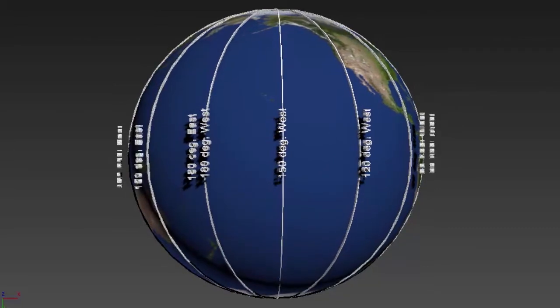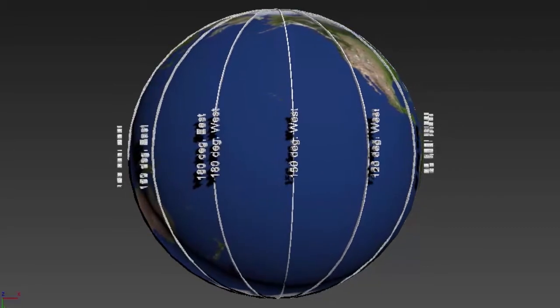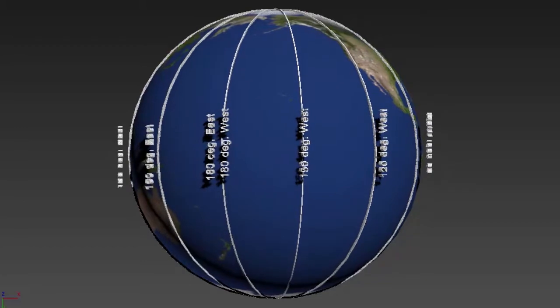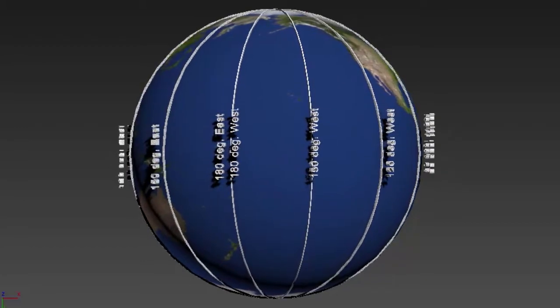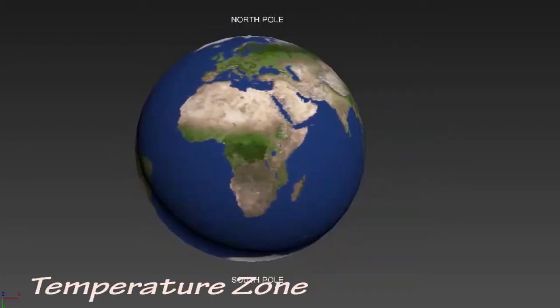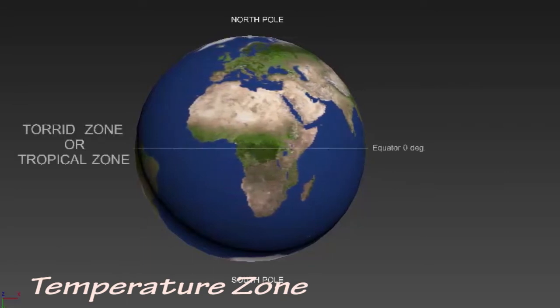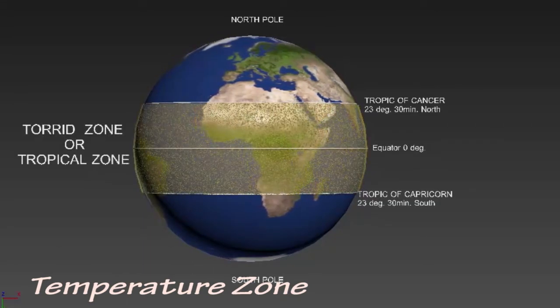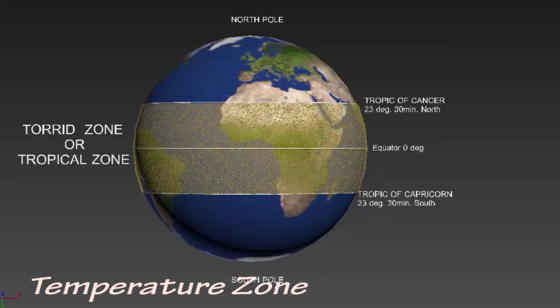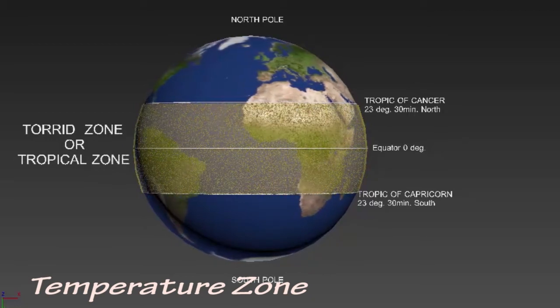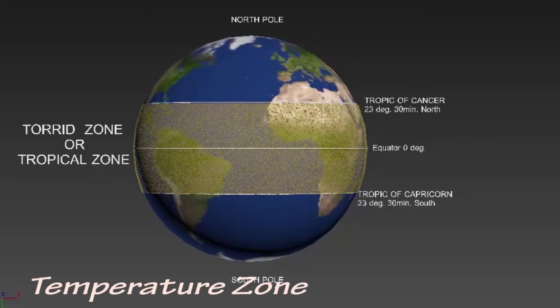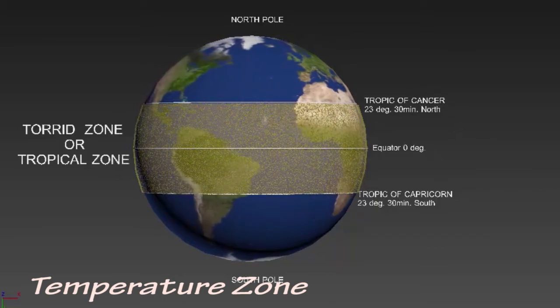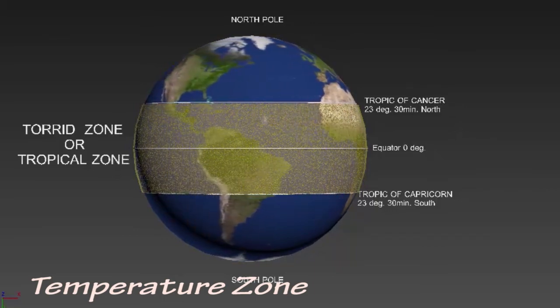These latitudes and longitudes help us to locate a place on the Earth's surface. The torrid zone lies between the Tropic of Cancer and the Tropic of Capricorn. These latitudes mark the north and south extremes in which the sun passes directly overhead once in a year. However, in the region between these lines, the sun passes overhead twice a year.